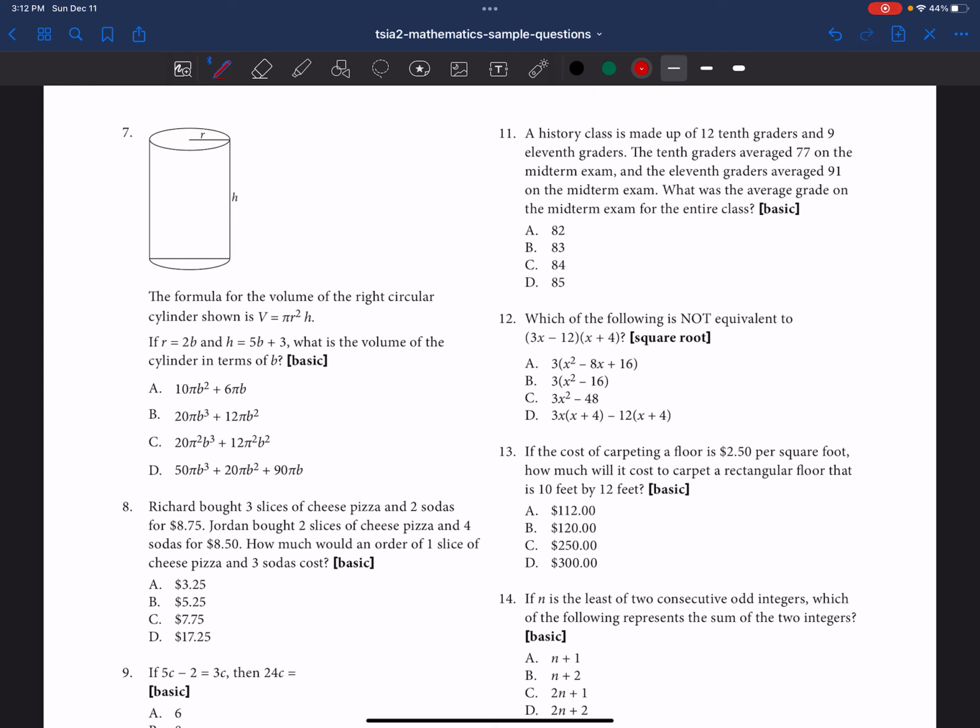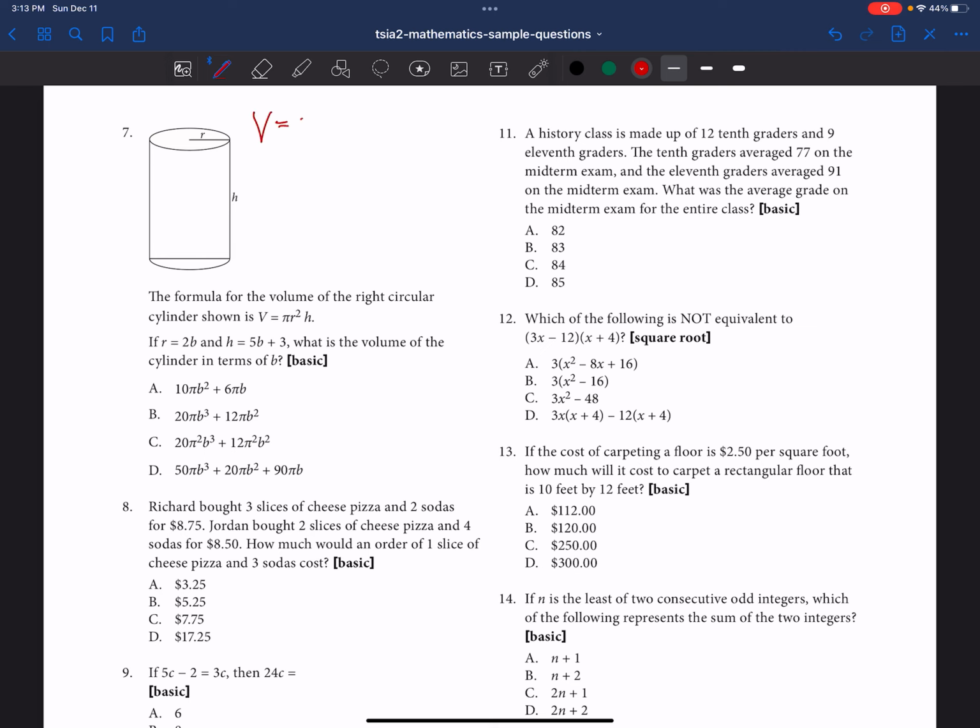How fun is this? All right, the formula for the volume of the right circular cylinder shown is V equals pi r squared times height. That is the area of the circle that's either on the base or on the top, and you're multiplying the length of the height times that to generate the volume. Now it says if r equals 2b and h equals 5b plus 3, what is the volume in terms of b? So this is a very basic algebraic substitution. That's all this is.